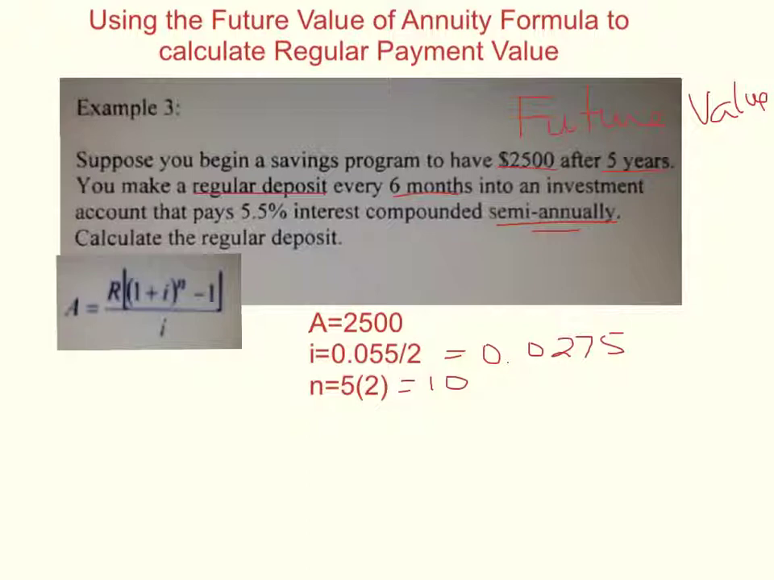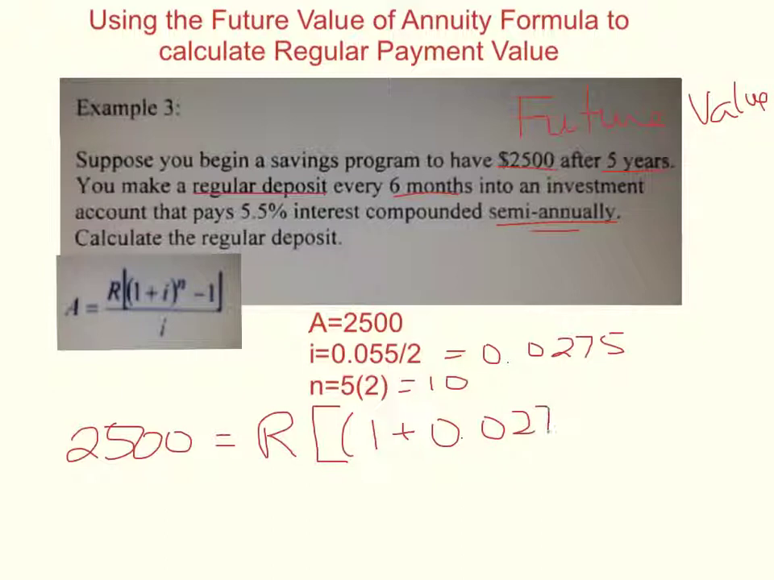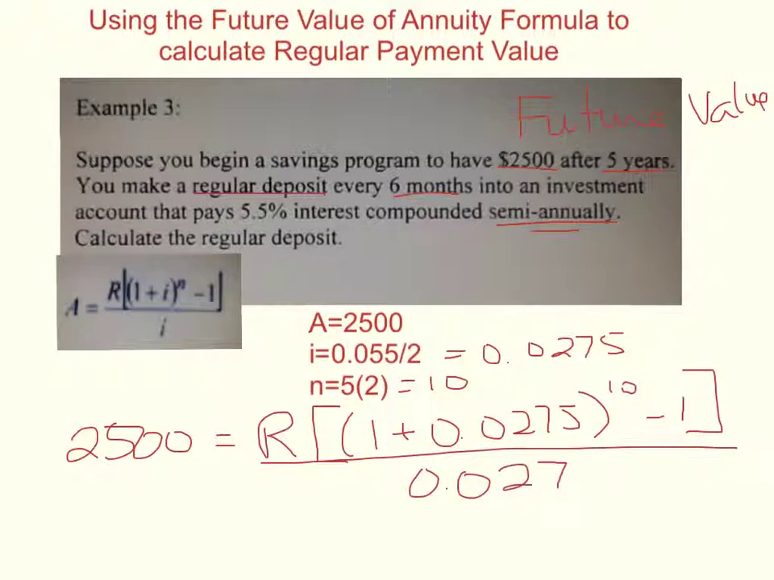So if I substitute this into the formula, then I get $2,500 is equal to a payment that I'm not sure of times (1 plus 0.0275, all to the power of 10, subtract 1), and I'm supposed to divide all this by 0.0275. Well, there's only one unknown here, the R value, so I can rearrange in order to solve for R. So the first thing, since this is all divided by I, I need to know this whole value to get the answer for A usually before I divide.